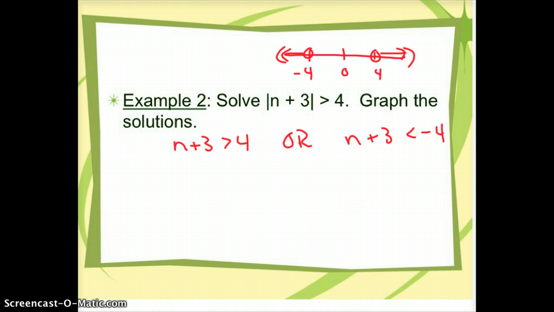So I'm going to solve this by doing the same thing to both sides. I've got n is greater than 1, or if I subtract 3 here, n is less than negative 7. I'm going to graph that on the number line.